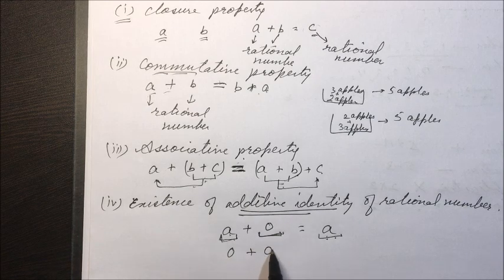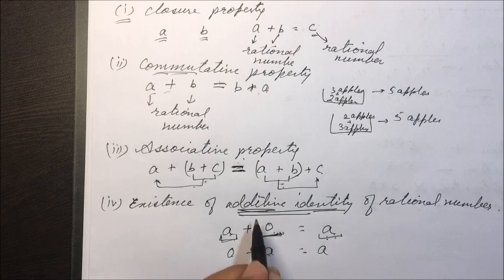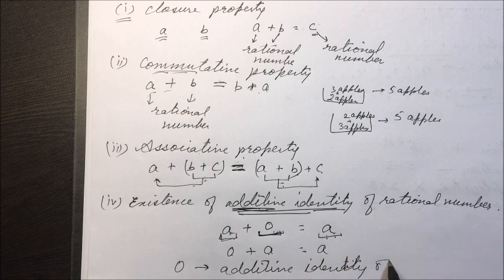Or you can write it like this. The commutative property holds, so A plus 0 or 0 plus A, both will have the same result, A. So A added to 0, we get A. So what is 0? Additive identity. 0 is added and we are getting the same number. So 0 is the additive identity of rational number.